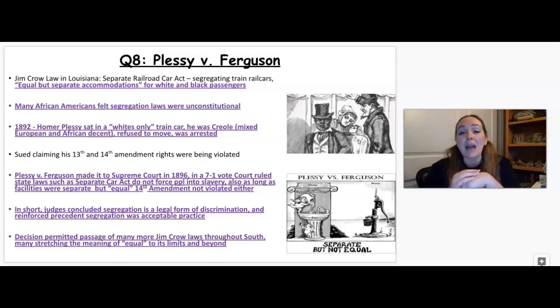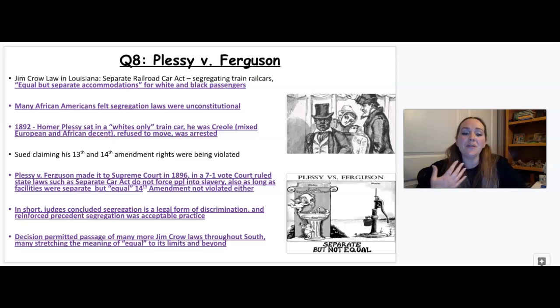So, of course, many African Americans do not like segregation laws. They think Jim Crow laws are unconstitutional, which by today's standards, they totally were, okay? But, you know, viewpoints have changed over time. Not everybody would have had that opinion back then. And so there's a guy named Homer Plessy who in 1892 purposely sits in a whites-only train car, okay?